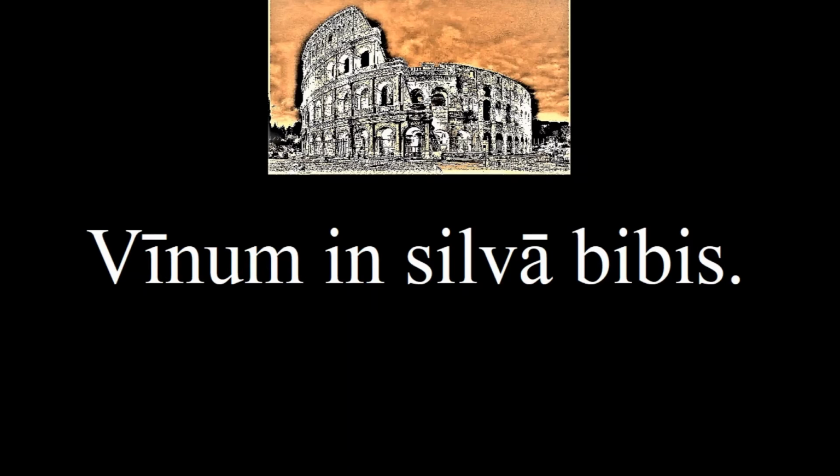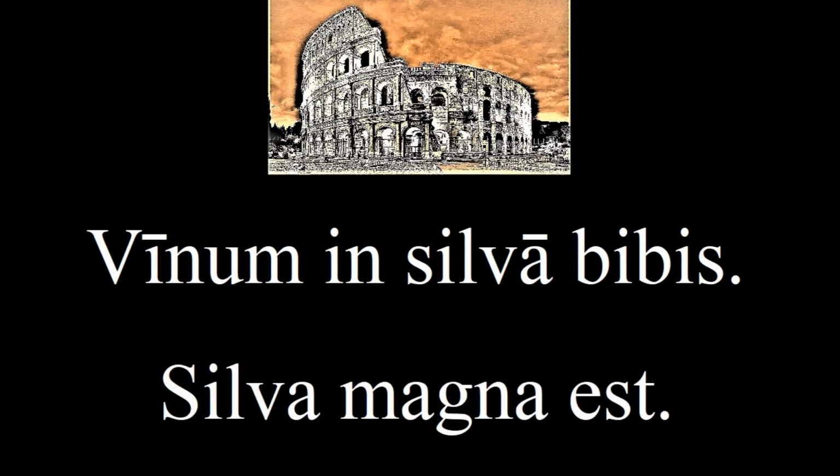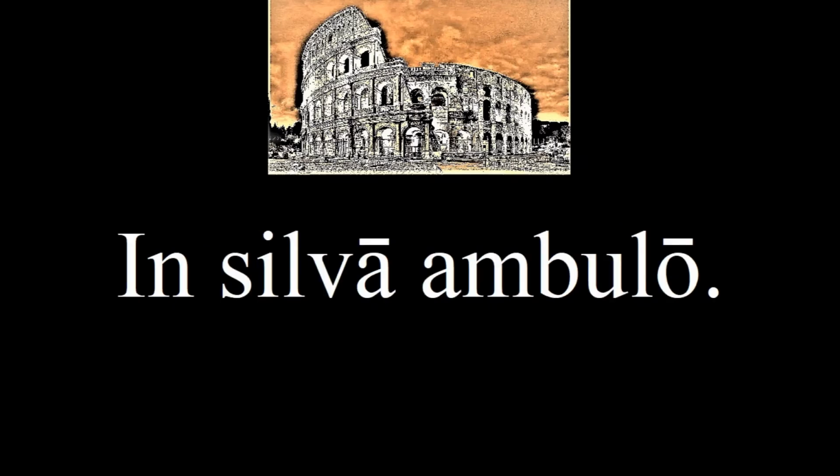Looking at the end of the word, can you guess how to say the forest is large? Silvā magna est. This noun declines just like discipula. If you know the words amble, ambulatory, and perambulate, they will help you remember the next word. In silvā ambulo. This means I walk in the forest, as in, the forest is the location that I am walking around in.